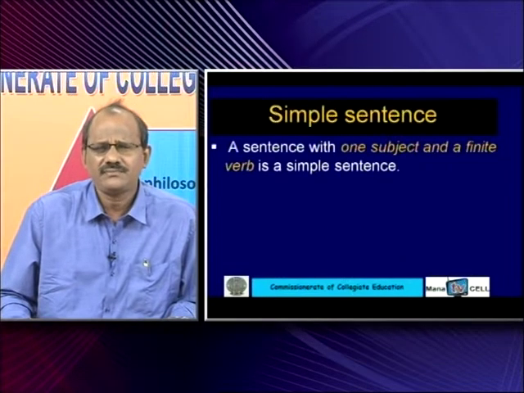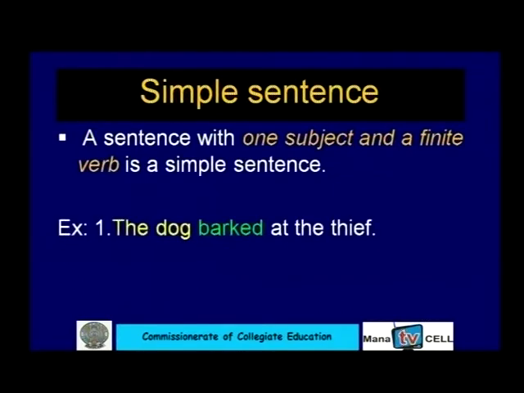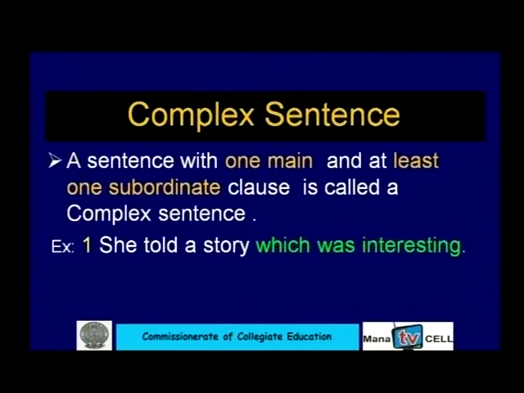Now, we are moving on to see what are simple, complex and compound sentences, and we begin with the definition of a simple sentence. What is a simple sentence? A sentence with one subject and a finite verb is a simple sentence. For example, the dog barked at the thief. Here we have one subject, the dog, and one finite verb, barked. So, this is a simple sentence.